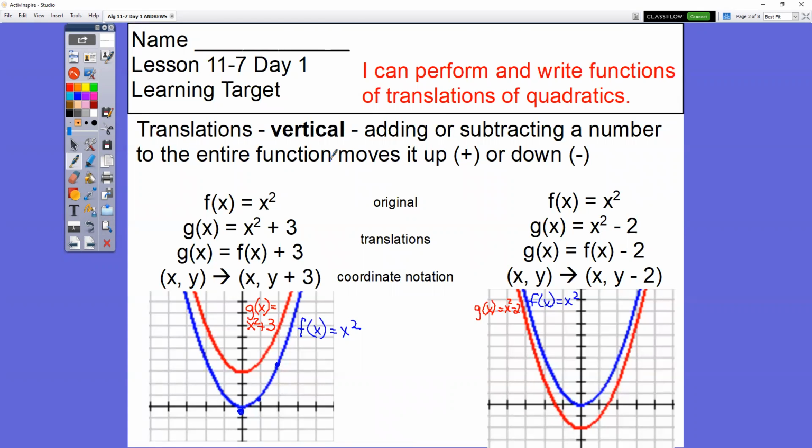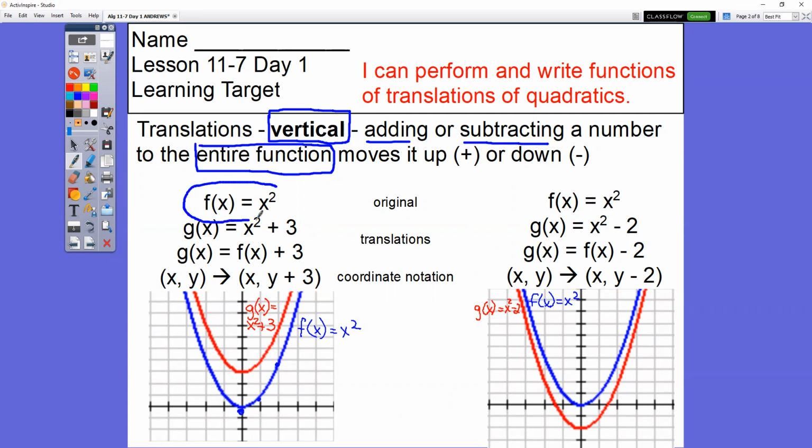So there's a couple different kinds of translations. Again, you could just slide it up, down, to the left, to the right, or a combination of them. Let's take a look at the ones that go up and down first, your vertical translations. Now, what makes it go up and down? What makes it go up and down is adding or subtracting a number to the entire function.